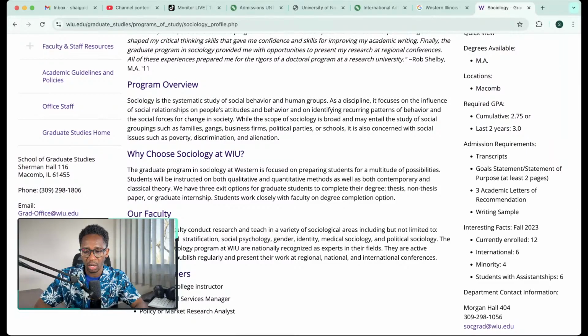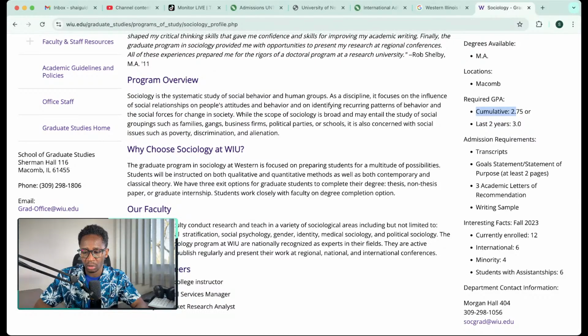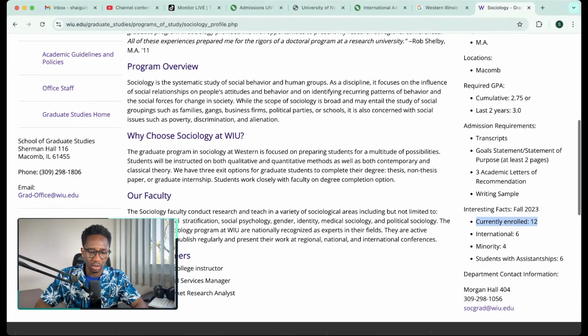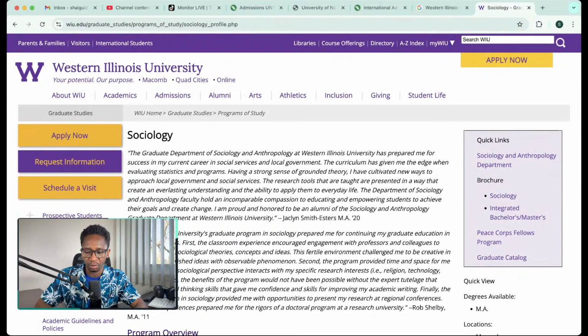sociology, they require a minimum GPA of 2.75, and then we can check that. They require 3 letters of recommendation, a writing sample, and then a personal statement or goal statement, the same thing, transcripts. And currently they have 12 students, 6 of them international, and the students with assistantships are 6. So that's the sociology program. They only have masters in sociology. So yeah, Western Illinois University is one school. If you have a low GPA, you can look at that.